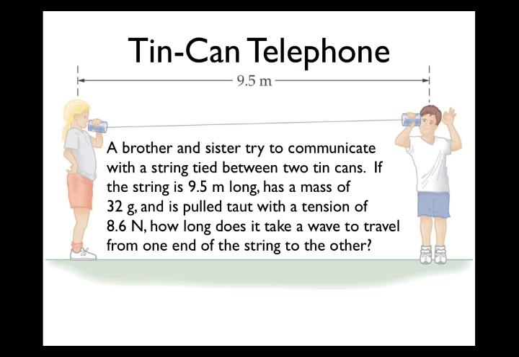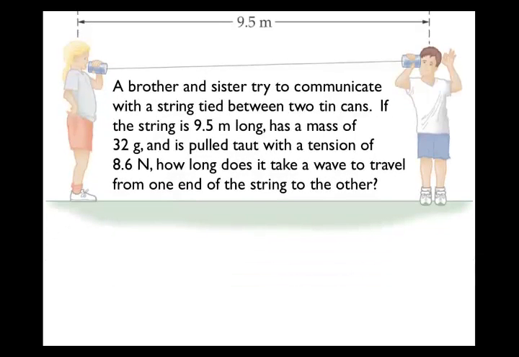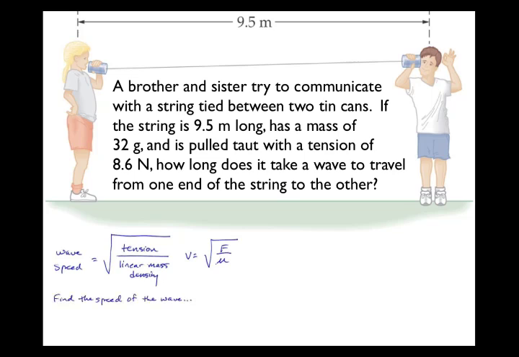If the string is 9.5 meters long and has a mass of 32 grams and it's pulled taut with a tension of 8.6 newtons, how long does it take a wave to travel from one end of this string to the other? Well, wave speed, we've just said, is equal to the square root of the tension divided by the linear mass density, or if you prefer symbols, the tension I'm calling F, the mass density we use mu to represent. Let's find the speed of the wave based on this information.